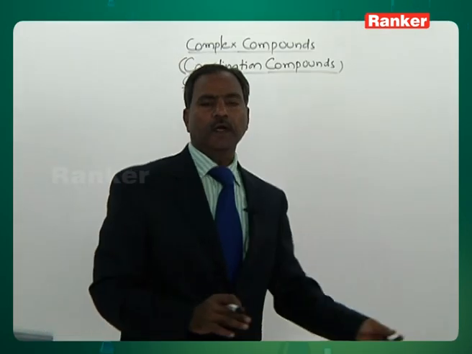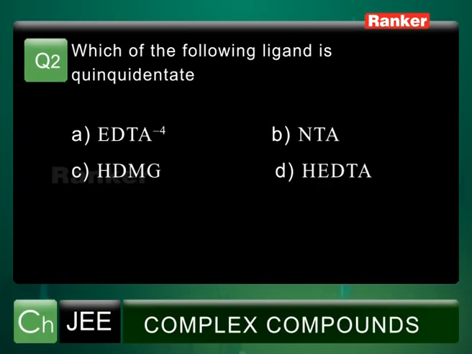Question number 2. Which of the following ligands is quinquedentate? See, option A is given as what? EDTA 4-, that is hexadentate. Option B is NTA, nitrilotriacetate. Nitrilotriacetate is what? Tetradentate. And DMG is what? Only bidentate. And option D, HEDTA, that is what? Pentadentate.